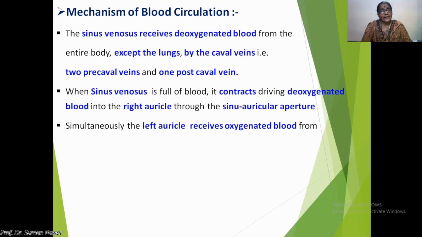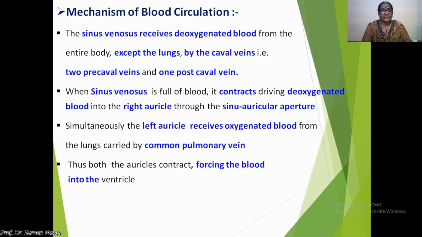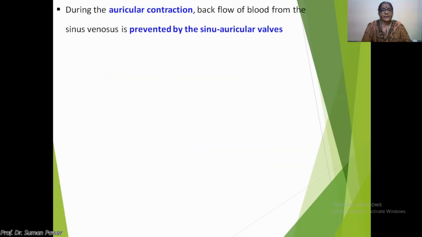Simultaneously, the left auricle receives oxygenated blood from the lungs, and this blood is carried by the common pulmonary vein. When both the auricles contract, they force the blood into the ventricle. During the auricular contraction, the backflow of blood from the sinus venosus is prevented by the sino-auricular valves.